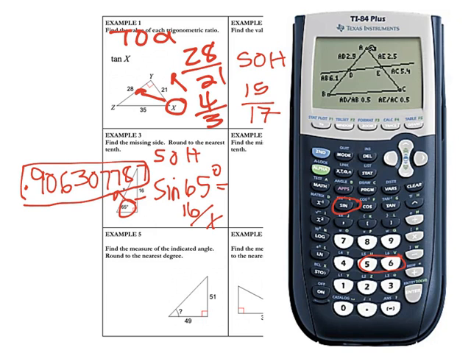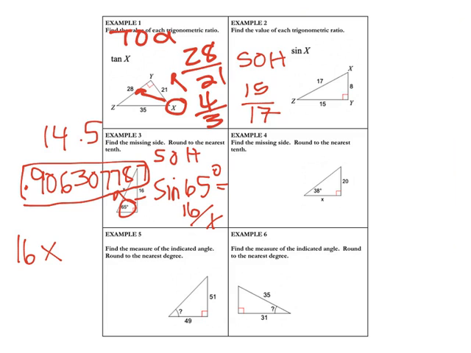Now, the best way to use the calculator to help you solve that is you're going to say 16 times, hit the second button and hit the answer button, because then it'll give you that exact answer and times it by 16. When you do that, you will get 14.5. That means that the missing side would be 14.5. Try example 4 and then check.